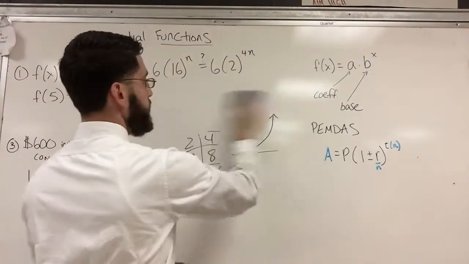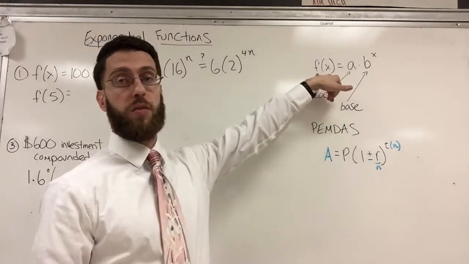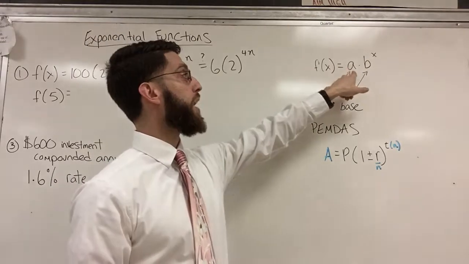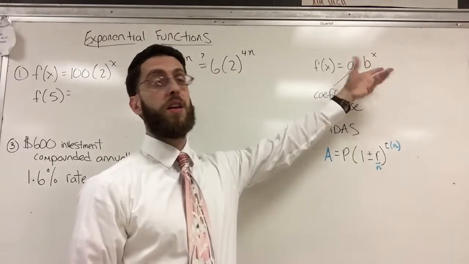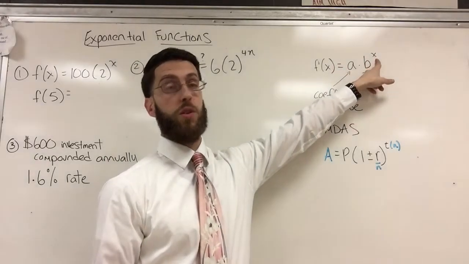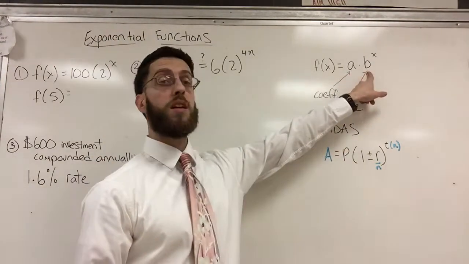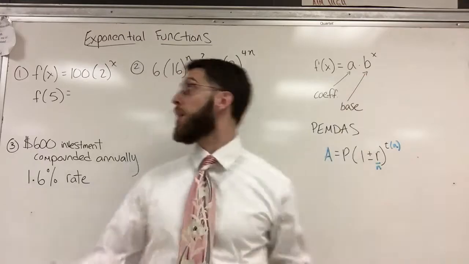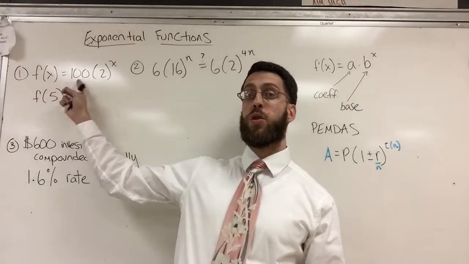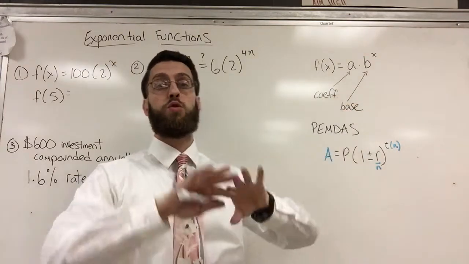So here's some stuff you have to know. f of x just means a function of x. I could have also written y equals a times b to the x power. If I'm looking at this, my variable is in the exponent, so it's considered exponential. A couple things you want to notice: a and b are two different numbers, like here, 100 and 2, those are two different numbers. Notice the a is the coefficient, b is the base. You don't want to mix that up.